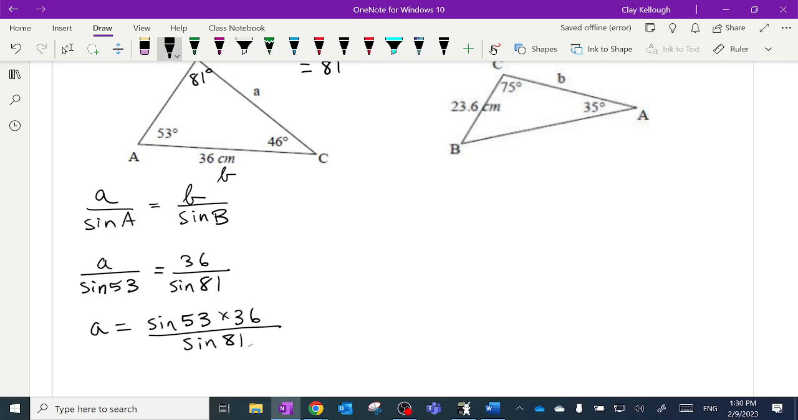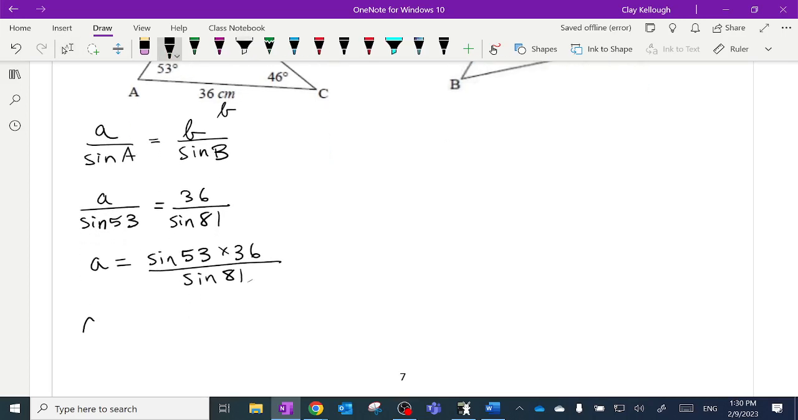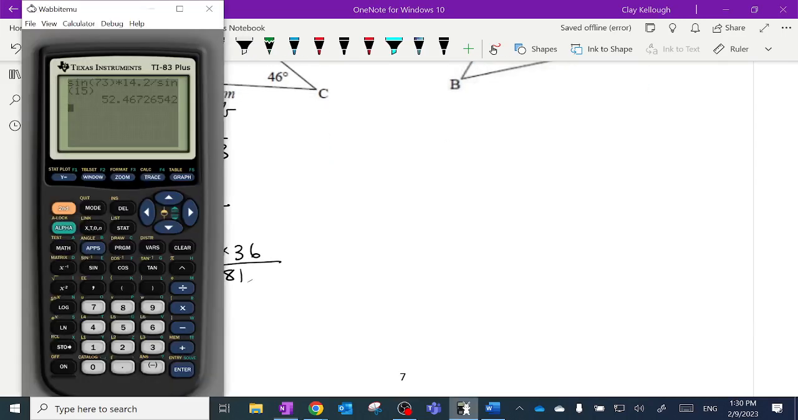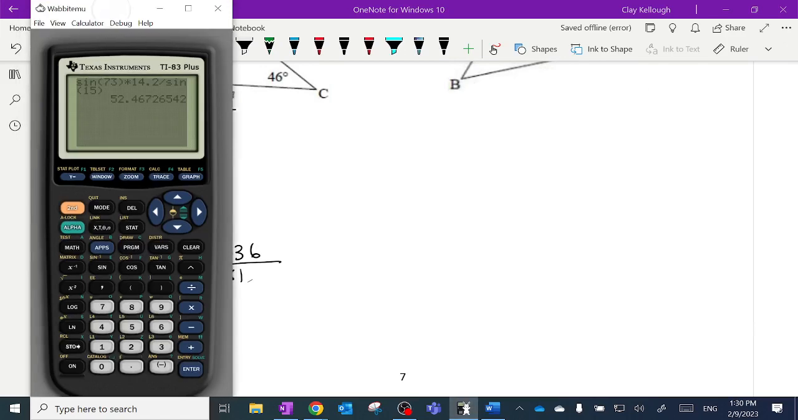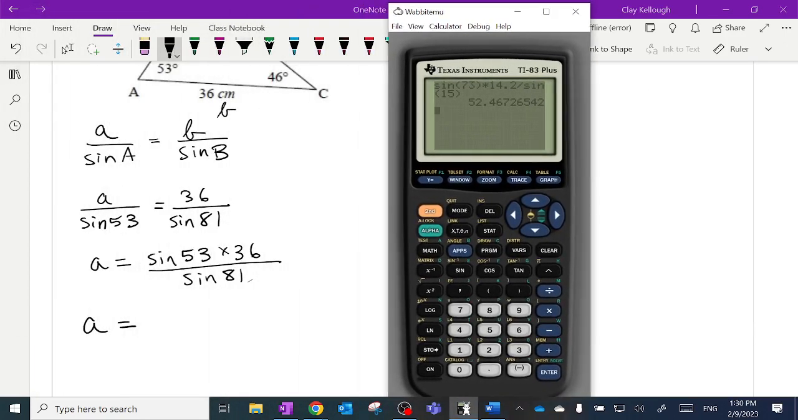Okay, fair enough? All right, so we punch buttons again. I don't remember what the answer for this is. I'm going to punch buttons. Okay, let's move this, the calculator gets kind of finicky when I move it. Oh, good, it worked. Okay, so sine of 53, remember, I got to close a bracket. Some of you don't. Times 36, divide by the sine of 81 equals.